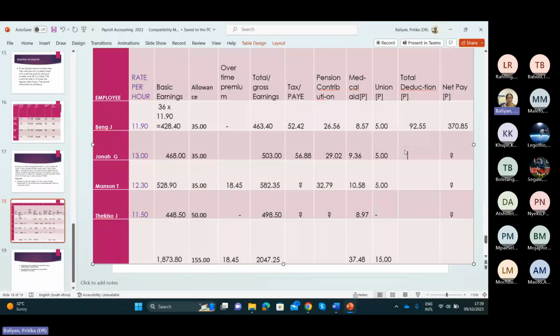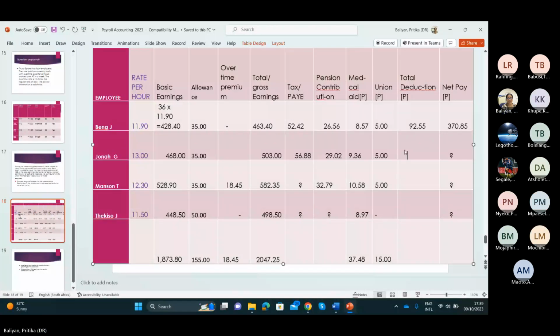Then we add all these figures. Now there is no other deduction. So we add the amount of tax, pension contribution, medical aid contribution plus union membership fee. When you add, the total will be 100 pula and 26 thebe, right?